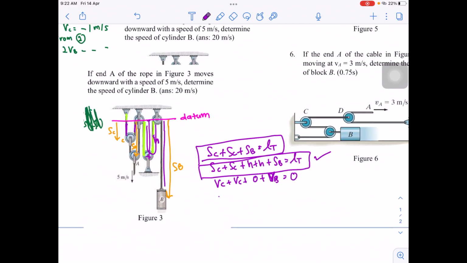Okay, so we have 2VC is equal to VB. 2VC plus VB is equal to 0. This one is for equation 1, or rope 1.